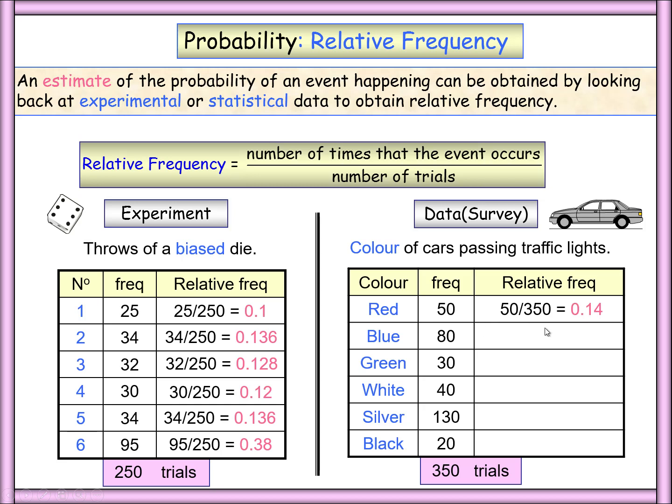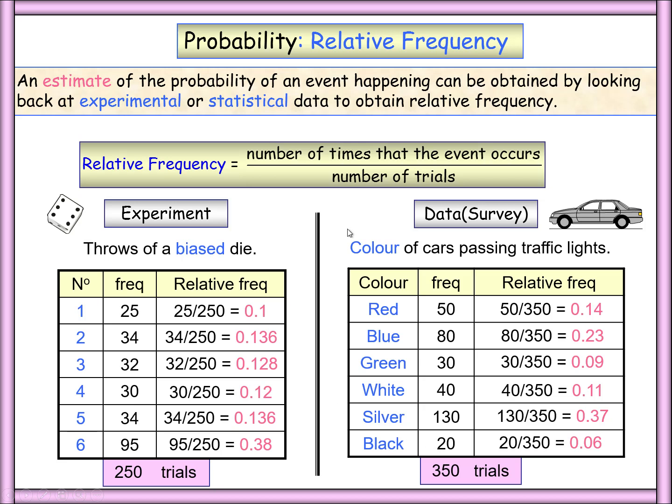So hit pause and complete the table for me in your books there. Good. And 80 divided by 350 gives you 0.23. 30 divided by 350, 0.09. 40 divided by 350, 0.11. 130 will give us a probability of 0.37. And finally 20 will give us a probability of 0.06.